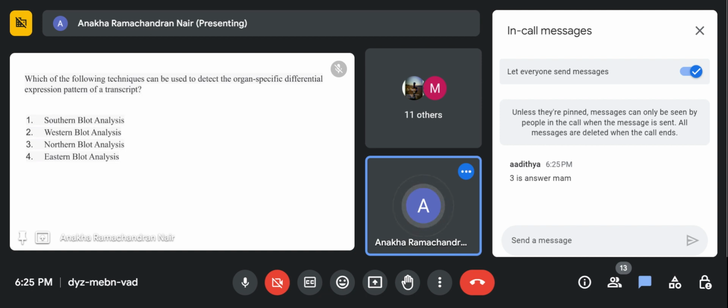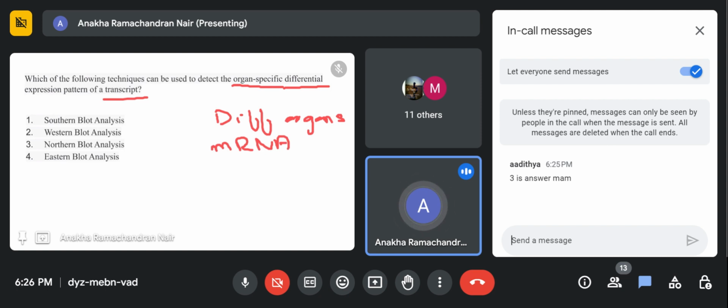All right. So when you see the question, you have to note down a few things, right? What they're asking you is for organ specific differential expression. That means in different organs there will be different expression of a transcript. So transcript is the mRNA construct that is formed from the DNA, right? So that is what: different organs and mRNA. These two are the things that you have to note down from the question to figure out what the answer is in this case.